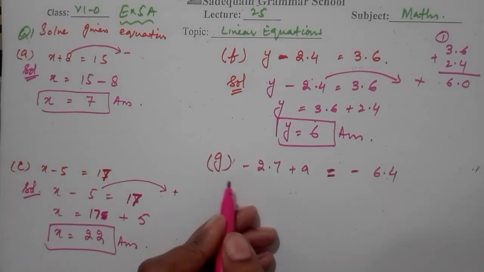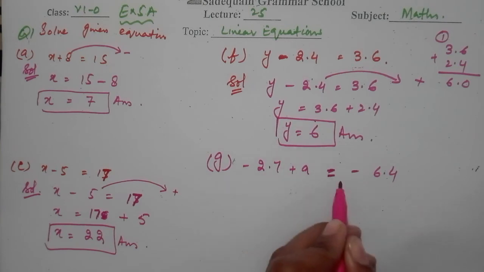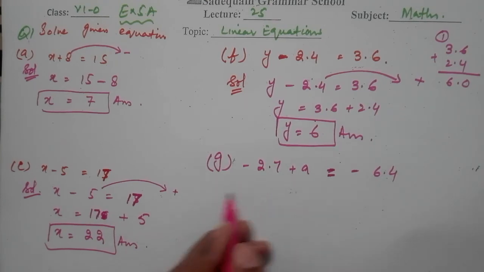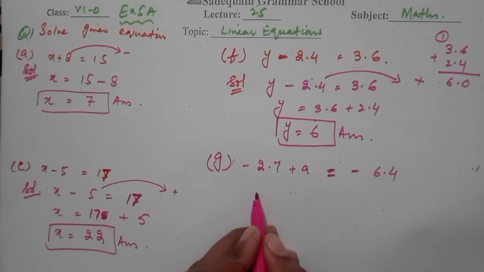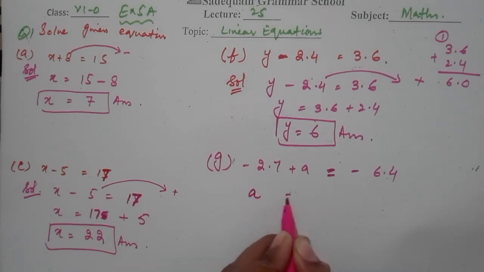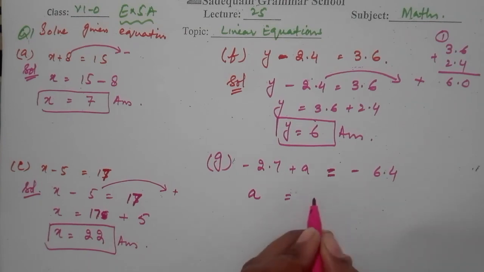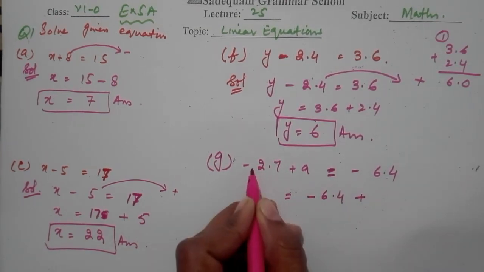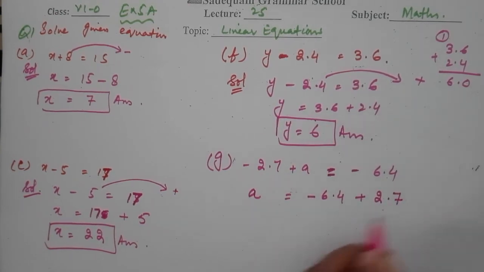Okay? Now let's take the part G. Here we have given minus 2.7 plus a is equal to minus 6.4. Now the variable is a, and for that a we have to find out the solution value. So again we have to collect the constants on the same side. So a remains here. Now when we shift minus 2.7 on the other side, it will become minus 6.4, then this minus becomes plus. So it will be plus 2.7.